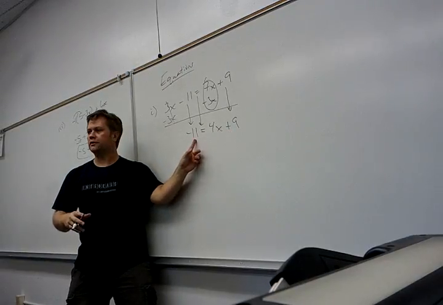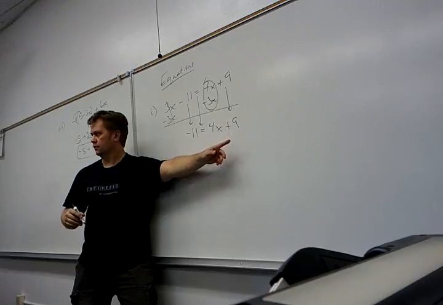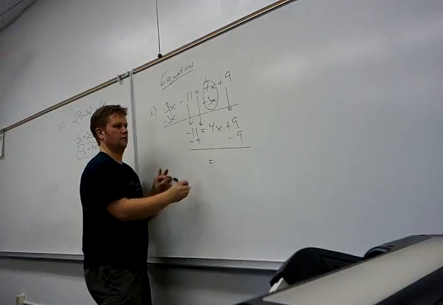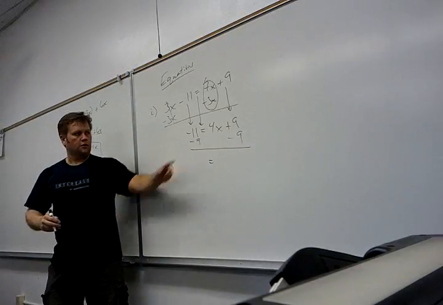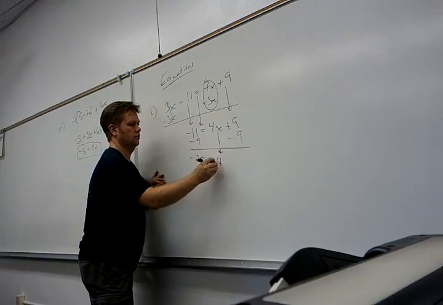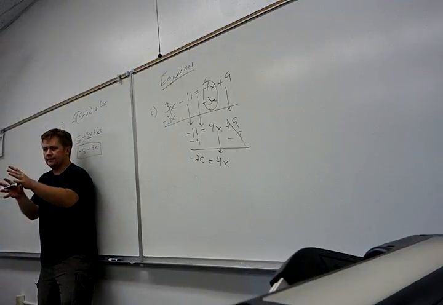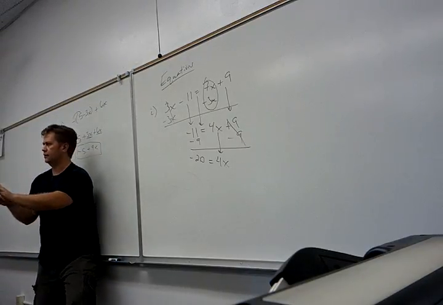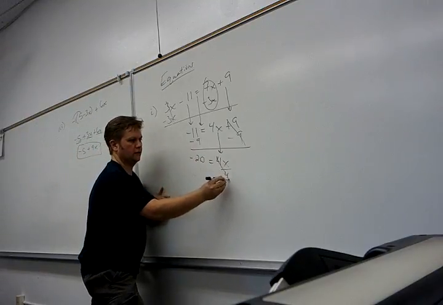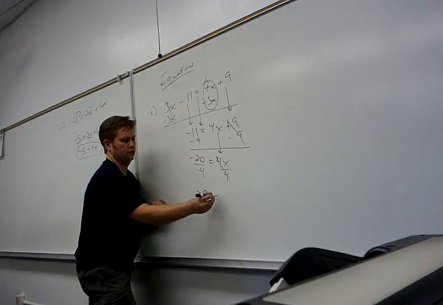I want the numbers on one side, leave the poor x's alone, right? So how do I kill that 9? Minus 9. Good. Negative 11 minus 9, negative 20, equals 4x, and this is gone. Beautiful. So the last thing, like I just said, is almost always divide. You divide by 4. So you get x by itself. Negative 5 equals x.